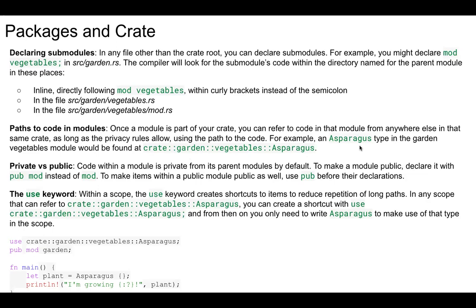Now, private versus public. Code within a module is private by default. All the code is private, which is accessible within that code itself, within that function itself.